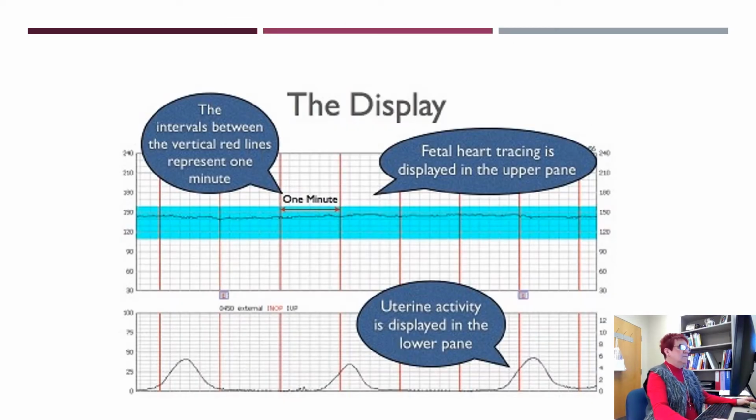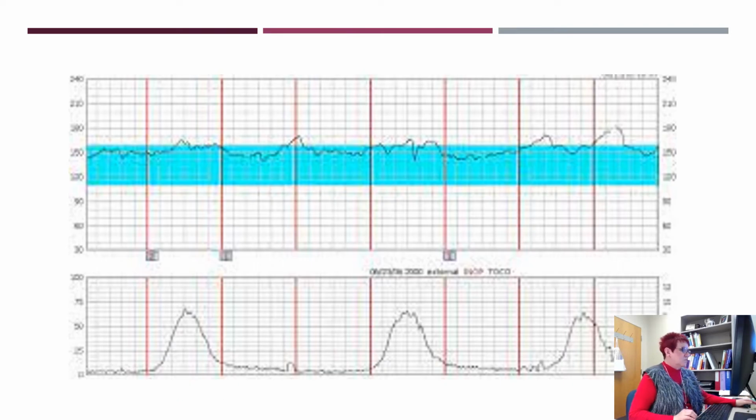So this is just another view of it. The increments between the vertical lines represent 1 minute. Fetal heart tracing is displayed in the upper pane and the uterine activity in the lower. And you see we got some contractions here. We've got a nice resting tone where it goes back down to the baseline. Here's just another one. This is a very reassuring strip.